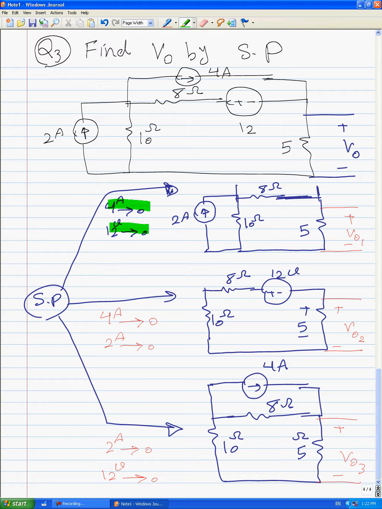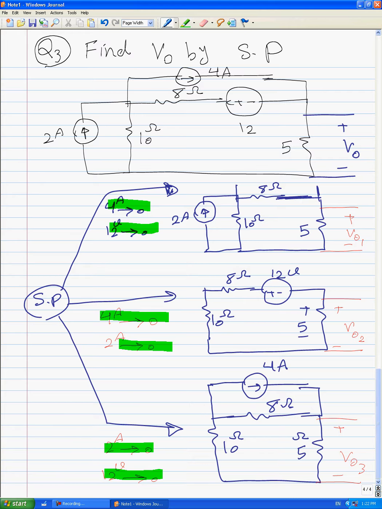In the first part, we only have the 2 amps source, and we put an open circuit instead of the 4 amps and a short circuit instead of 12 volts. In part 2, we only have 12 volts and put open circuits instead of 4 amps and 2 amps. In part 3, we have only 4 amps and put an open circuit instead of 2 amps and a short circuit instead of 12 volts.